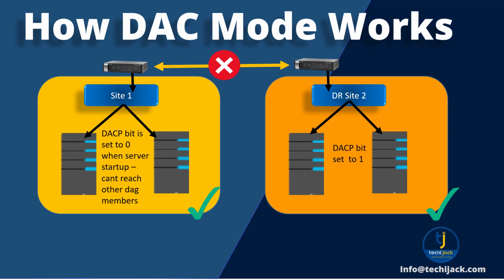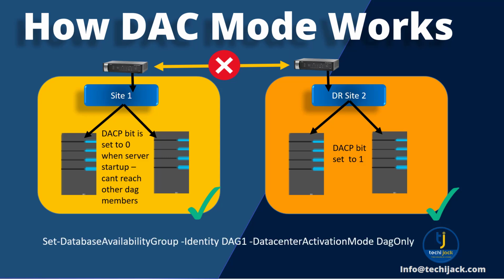And setting the DAC mode is very simple and is non-disruptive to DAG functionality. To enable the DAC mode, you can simply run the cmdlet Set-DatabaseAvailabilityGroup -Identity DAG -DatacenterActivationMode DAGOnly. By running this command, the DAC mode will be enabled and the split brain condition will be avoided.